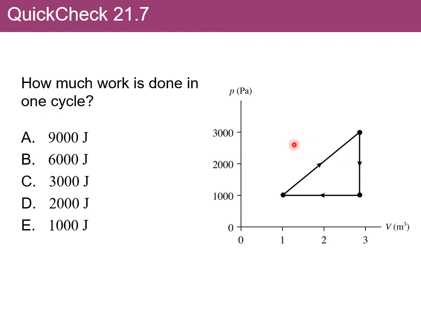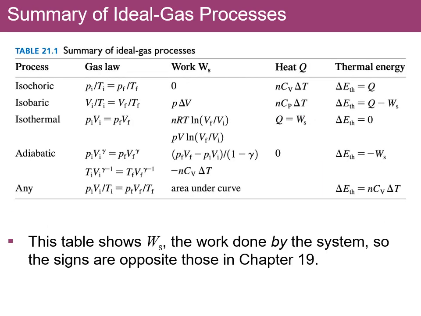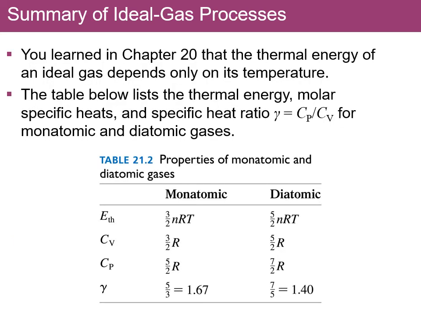We can put this to practice here. How much work is done in one pass of the given cycle? The enclosed triangular area is 2,000 joules. Here we see a pair of tables summarizing our findings from the past few weeks. These are tables 21.1 and 21.2 from your textbook. They are quite useful.